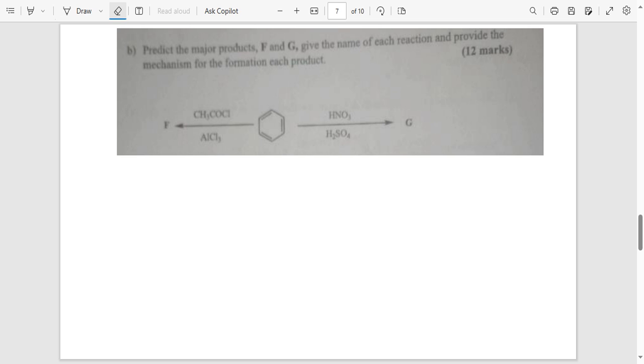So the first reaction is going to be a nitration, and what we are reacting with is basically benzene. Let me write benzene in the middle. Please take note of these.